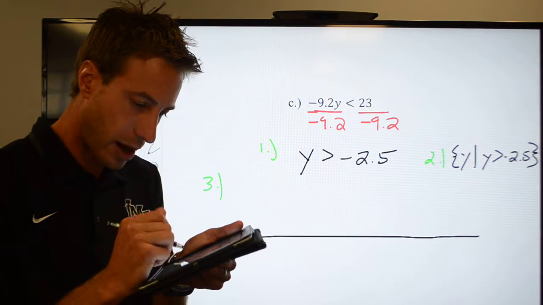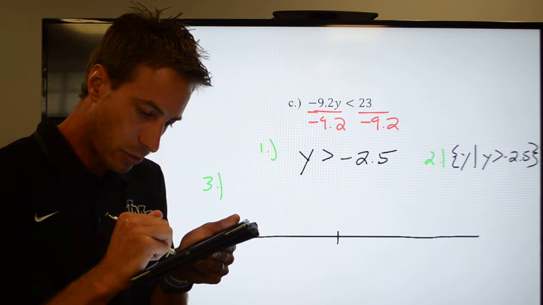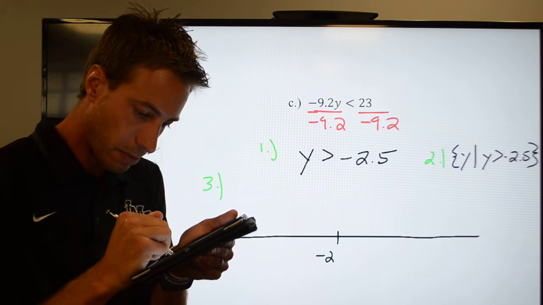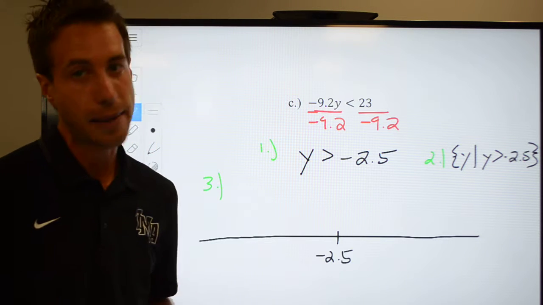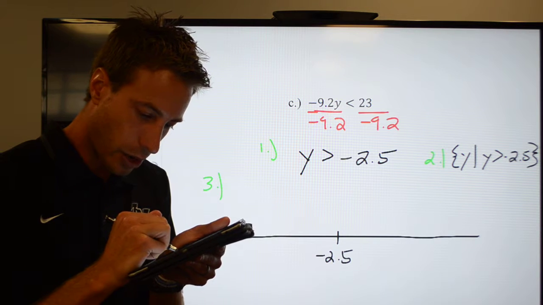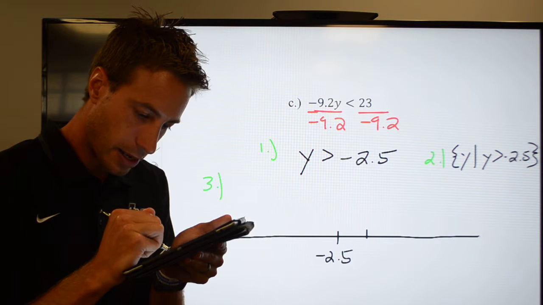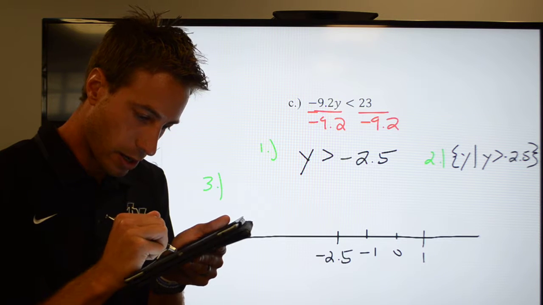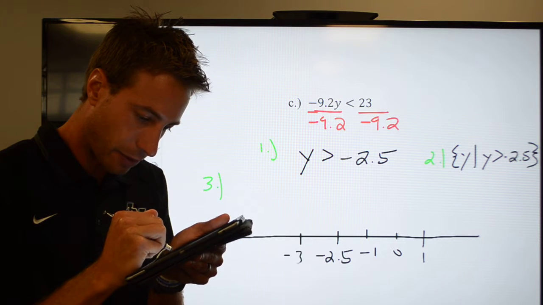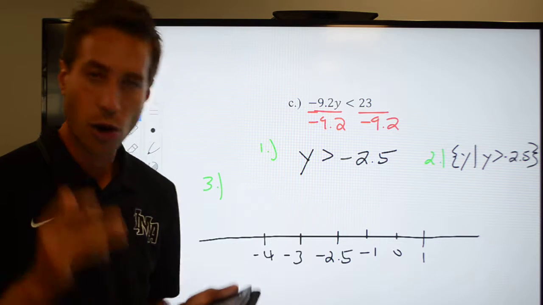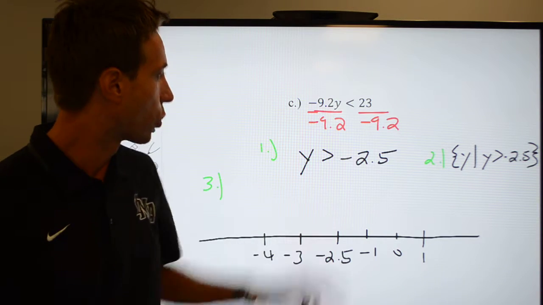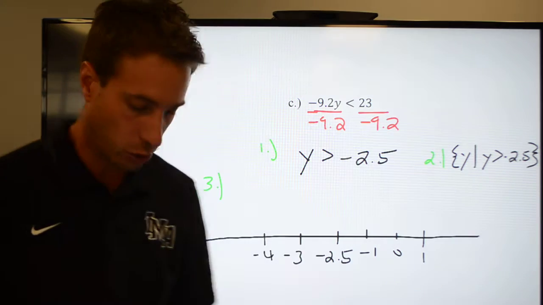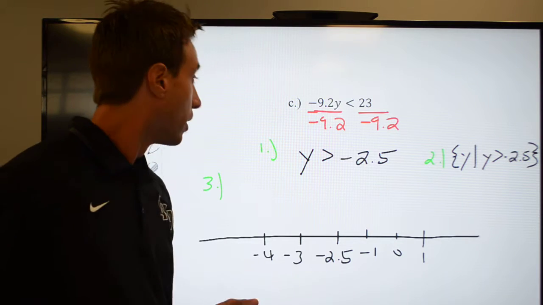So here we go. We're going to graph this. Put it right there, negative 2.5. Now, I'm not doing 0.5s. So we're going to put right here negative 1, 0, and 1. Right here is going to be negative 3, negative 4. We're calling that good enough. The question is, do I need an open or a closed circle?